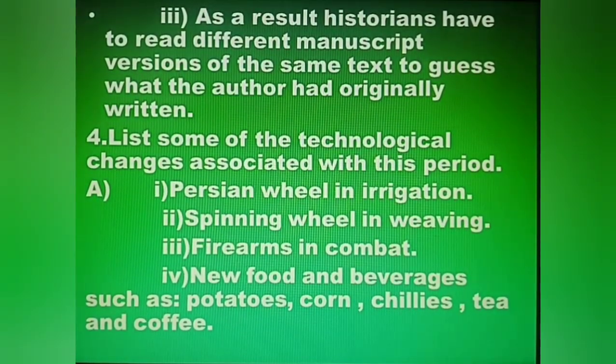Fourth question. List some of the technological changes associated with this period. There are 4 points. First point. Persian wheel in irrigation. Second point. Spinning wheel in weaving. Third point. Firearms in combat. And the last point. New food and beverages such as potatoes, corn, chilies, tea and coffee. These are the 4 technological changes associated with this period.